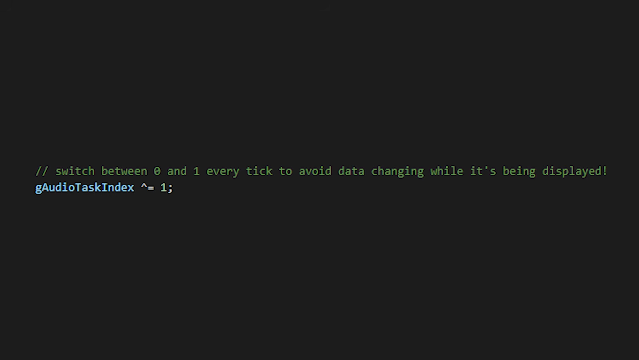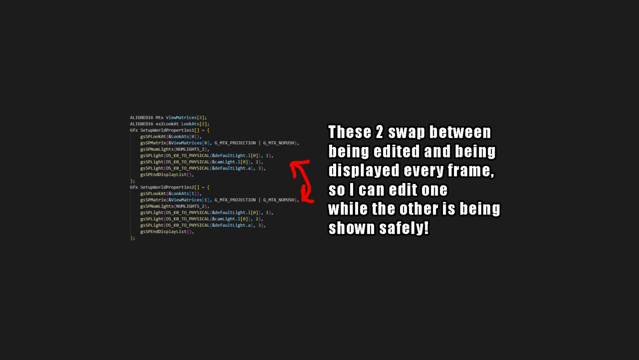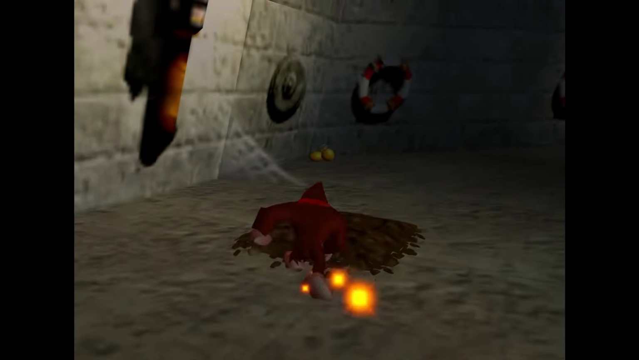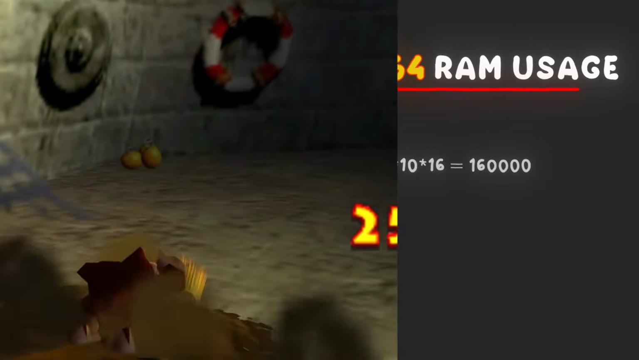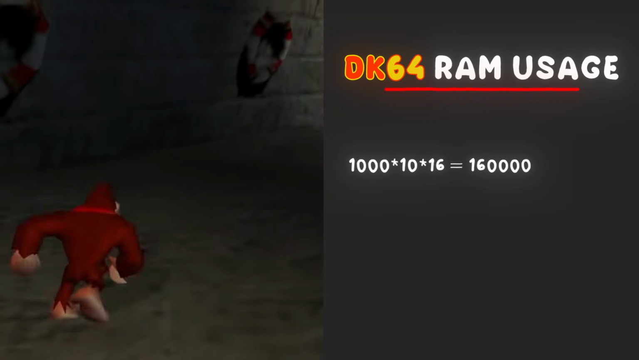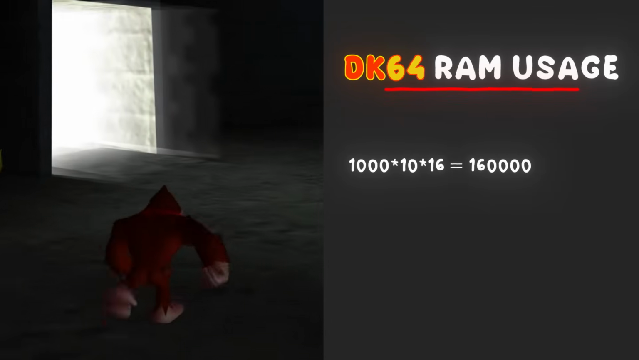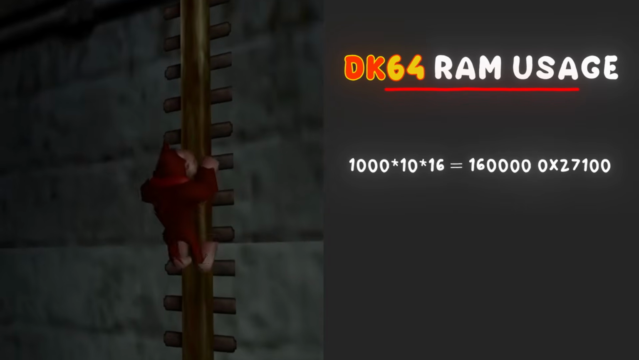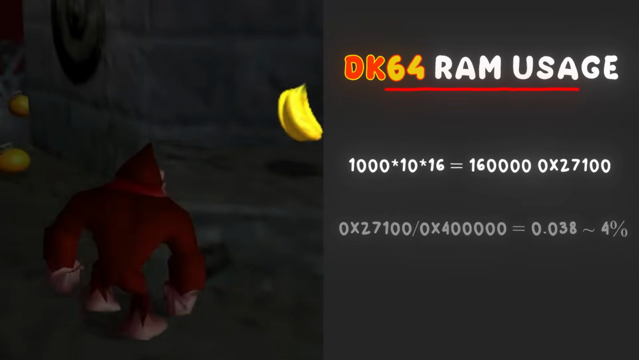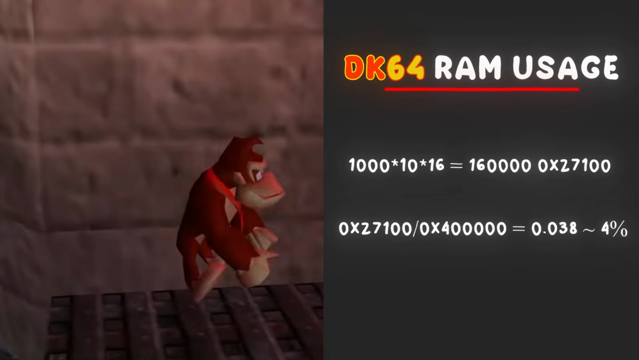Dynamic lighting would work by having 2 vertex lists on which you dynamically change the vertex colors to fake lighting. This means you duplicate the vertex count in your scene, so you can change one vertex list while the other is being rendered. Technically, you could go with just one, but that would run the risk of introducing an issue similar to screen tearing. Let's assume Donkey Kong 64 scenes are big. Let's go with 10,000 dynamically lit vertices to be safe. In my estimations, I don't think I've ever seen more than 1,000 dynamically lit vertices at most, but let's just assume 10 times that. One vertex is 16 bytes, so this would be 0x27100 bytes of memory, or about 4% of the N64's total RAM.